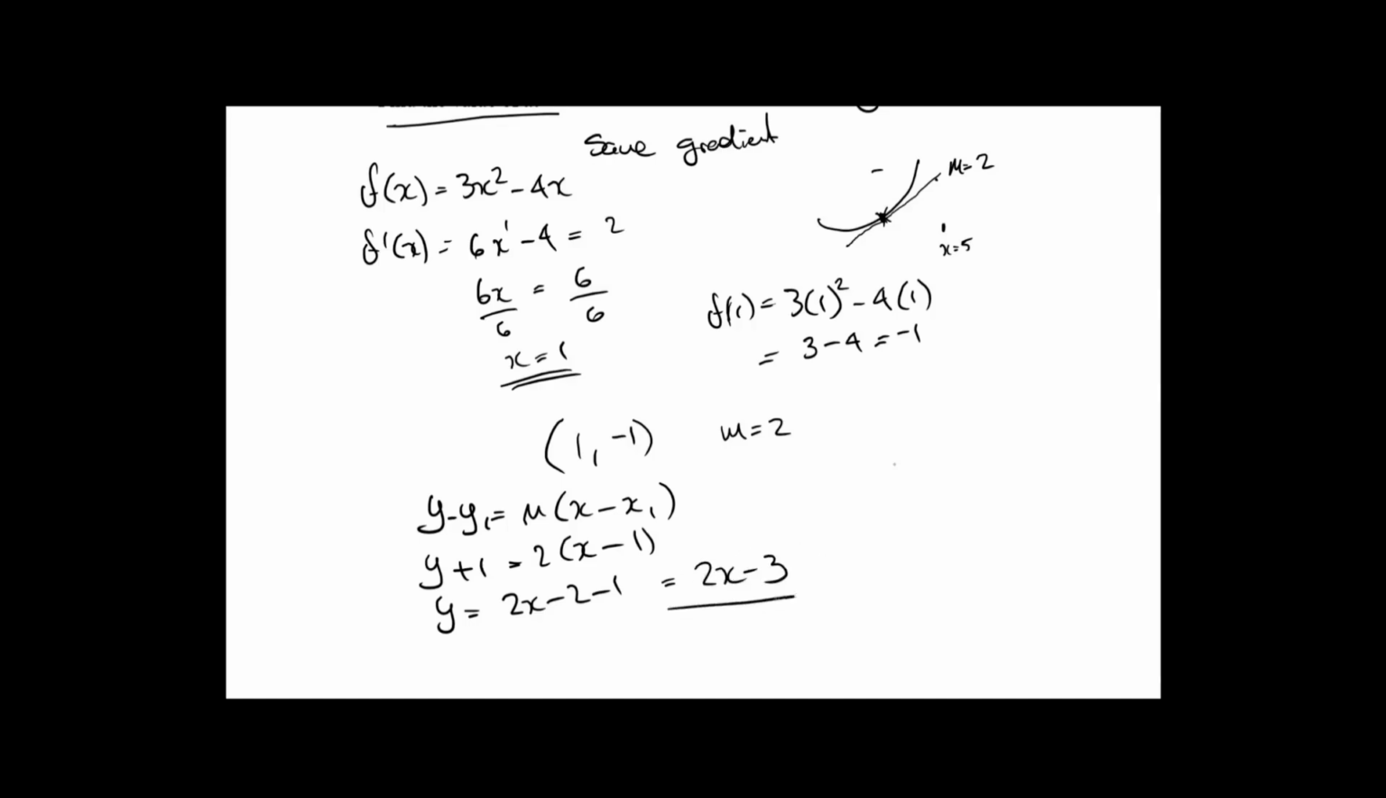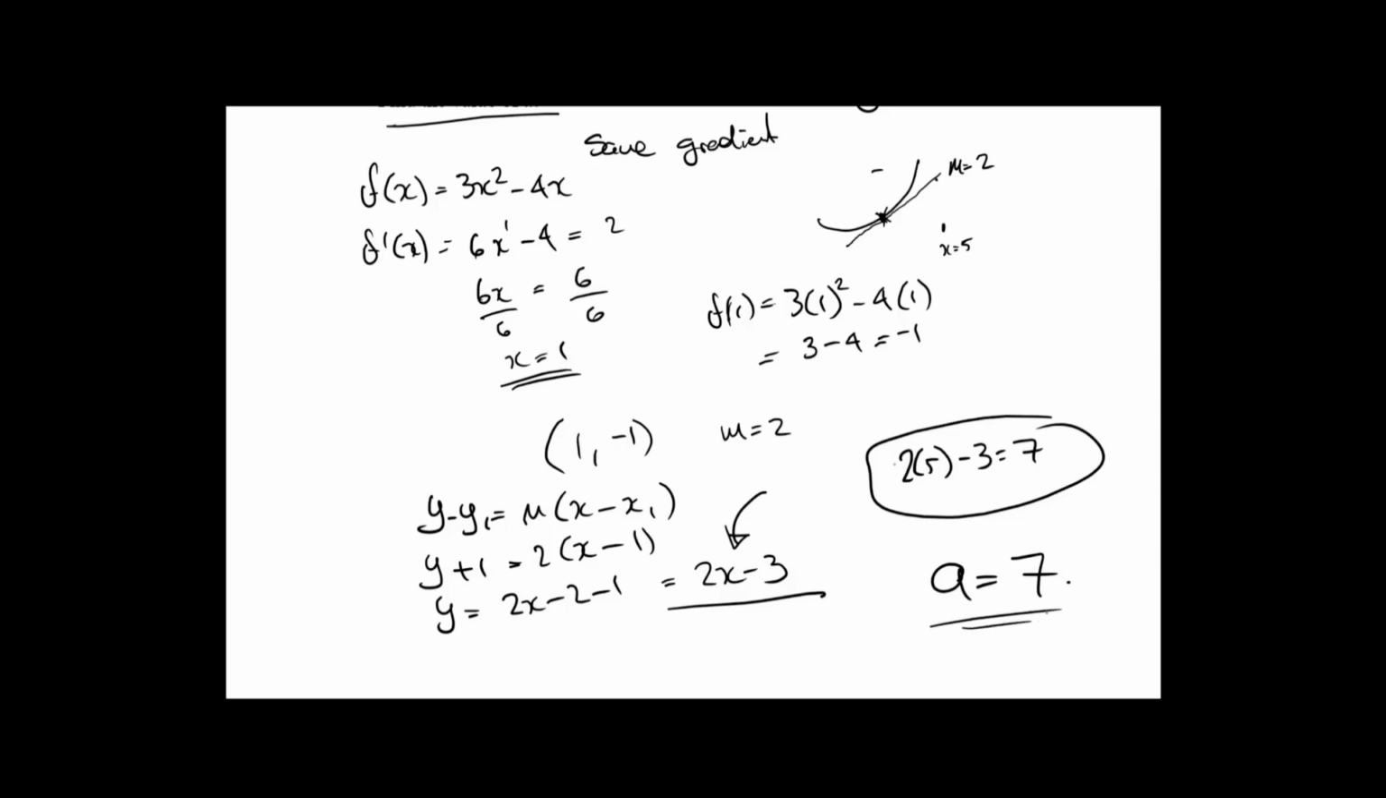So that's the equation of the tangent graph, and now we're going to put 5 in. So 2 times 5 minus 3 is going to be 7. So a equals 7. There is another way of doing this, if we know the gradient and we can find 2 points, we can find it straight away, but we'll stick to this method here for now.